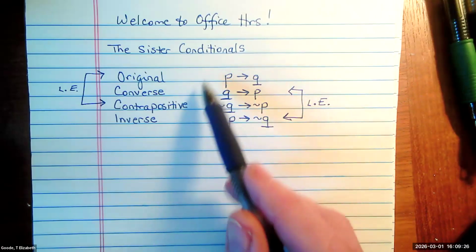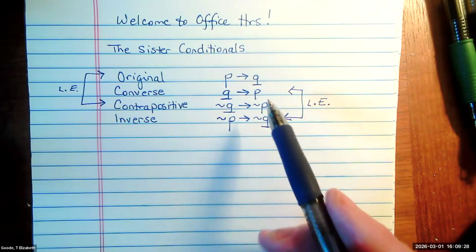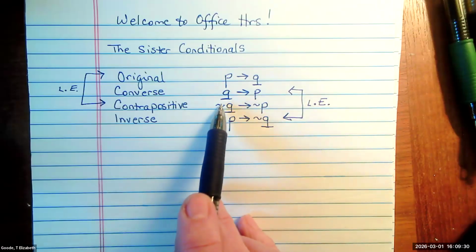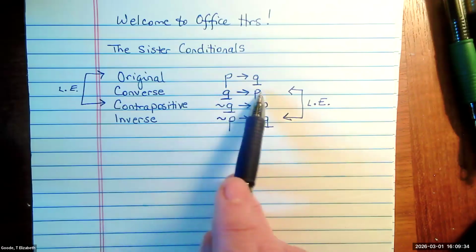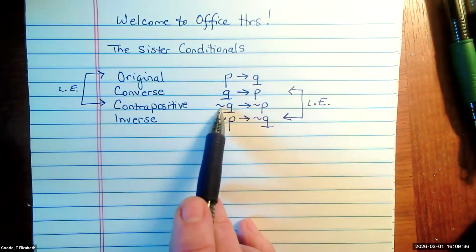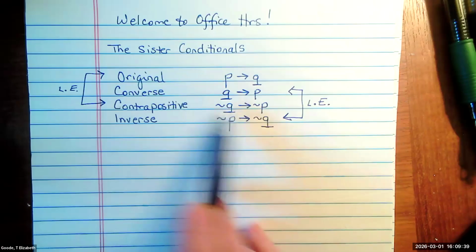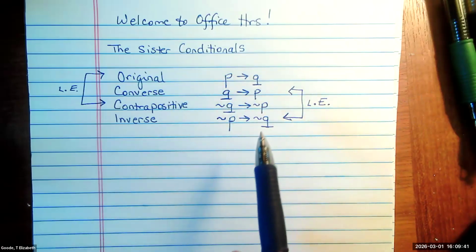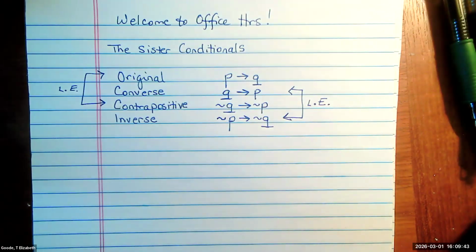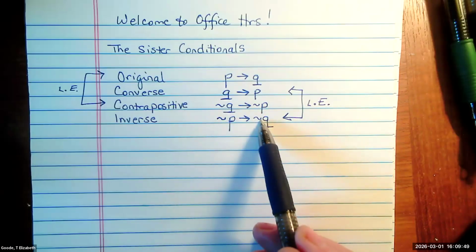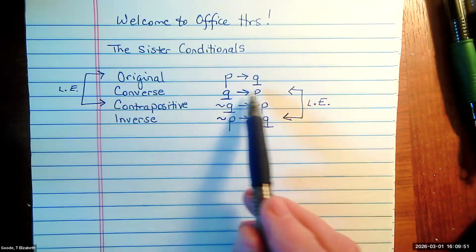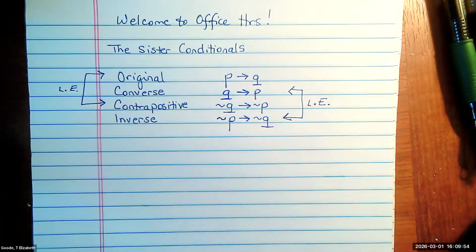Another thing that might help you remember these four is that we either leave the P and the Q the way they are and we don't negate them, or we negate them both. None of these is going to have only one of P or Q negated. See what I mean? We always either negate both or we don't negate either. Does that help? That helps a lot.